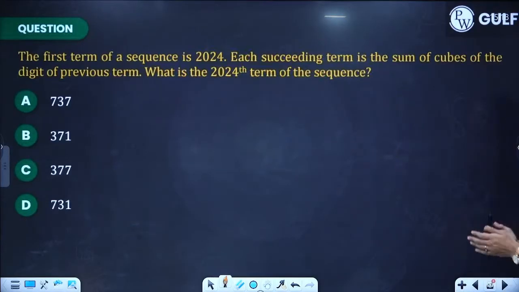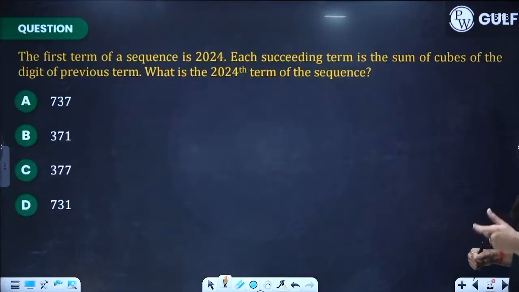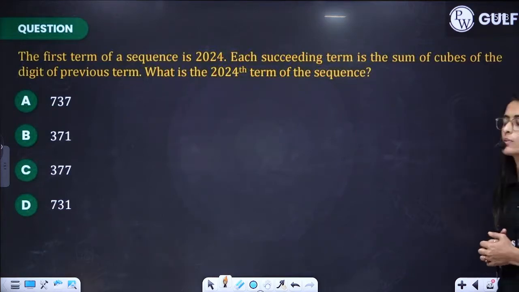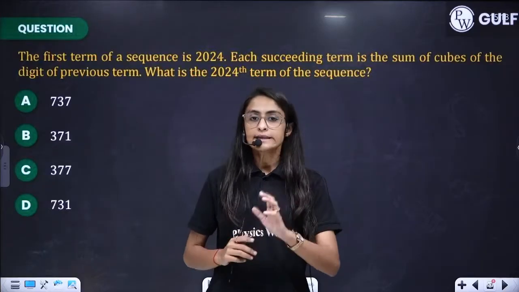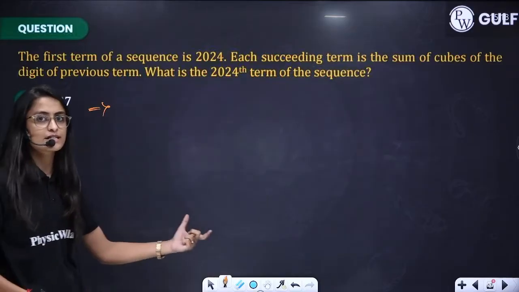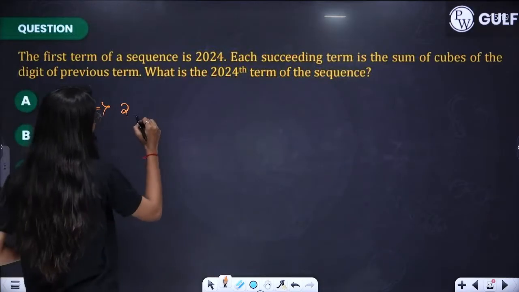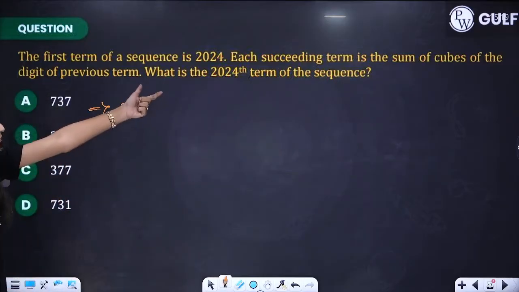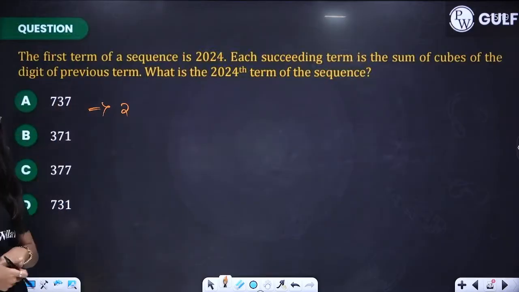Moving forward, the first term of a sequence is 2024. Each succeeding term is the sum of the cubes of the digits of the previous term. What is the 2024th term of the sequence? Now in this question, students, we would be going by a bit of logic. Okay, here I'll just state the few initial terms and then later on it will be forming a pattern. Okay, let's see what type of pattern. What they have told is that it's the first term of the sequence, then each succeeding term is the sum of cubes of the digits of the previous term.